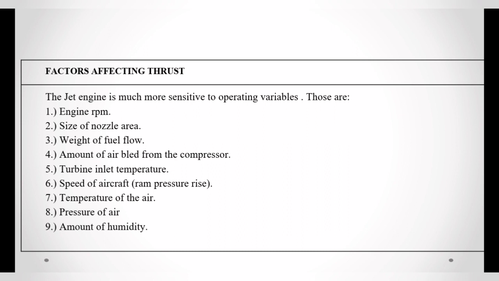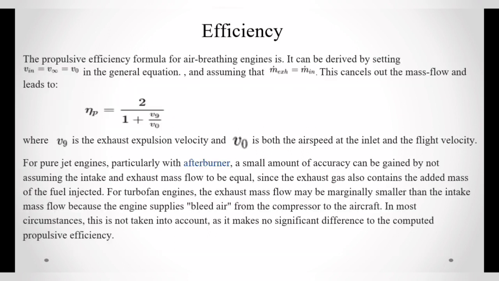Factors affecting thrust. The jet engine is much more sensitive to operating variables. Those are engine rpm, size of nozzle area, weight of fuel flow, amount of air bled from the compressor, turbine inlet temperature, speed of aircraft, temperature of the air, pressure of air, amount of humidity.